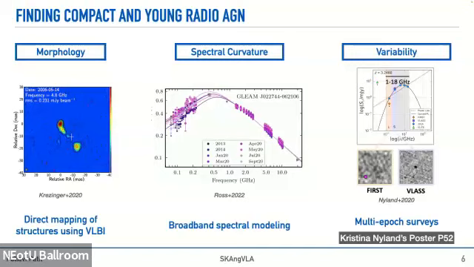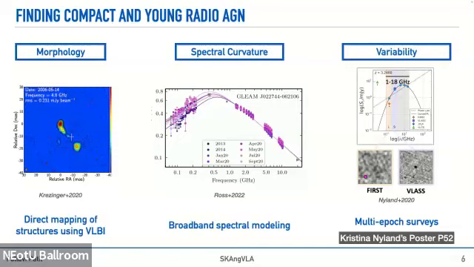And with multi-epoch surveys nowadays, we are in fact able to identify some of the most compact and youngest phase, because some of these sources are dynamically expanding within the timescales of a few decades or so. Here I'm highlighting work by Christina Nyland, where she has a poster talking about this sample, which was detected in VLAS, and some of her sample are restarted, and some of them are really young radio AGN. I highly recommend you to look at her poster. Poster is P52.